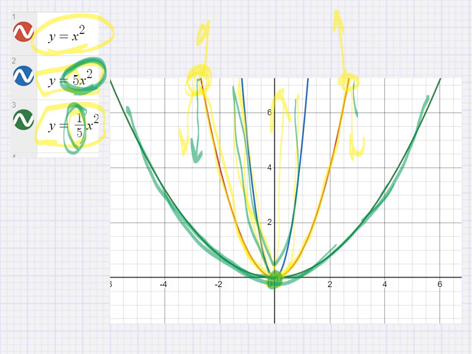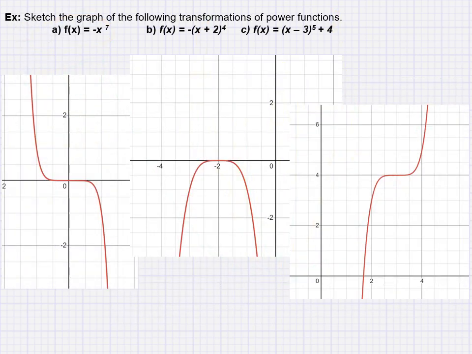or wider. Let's run through this one more time with a few more examples. So I have 3 here. First, f of x equals negative x to the 7th. So we have an odd power, S shape, and then the negative on the outside means we'll flip it over the x-axis, giving us this graph right here.